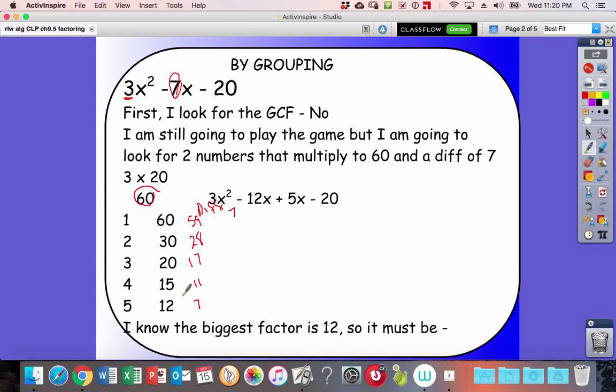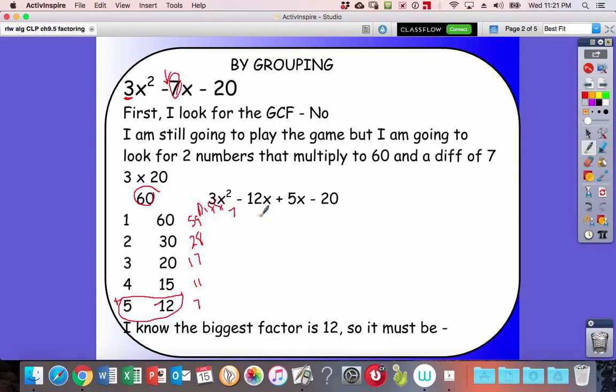So I'm pretty happy now. I'm going to circle these guys. And I know that the biggest factor is 12. That means that one has to have the sign of the first sign. I know it's going to be negative 12 and plus 5. Now I know 5 times 12 does not equal 20, so I can't just go put those in there.